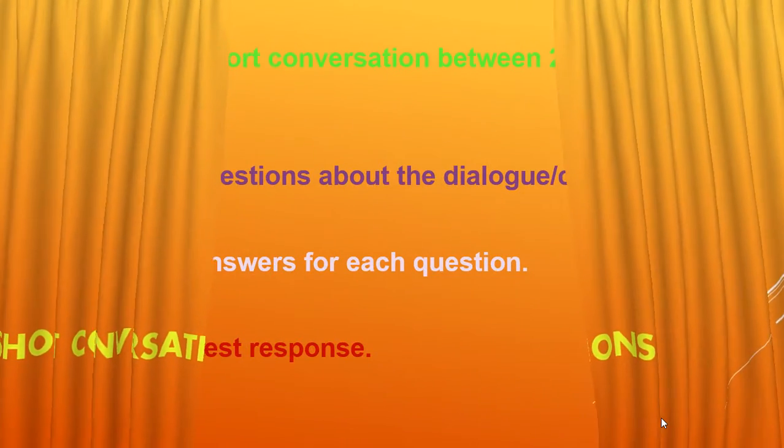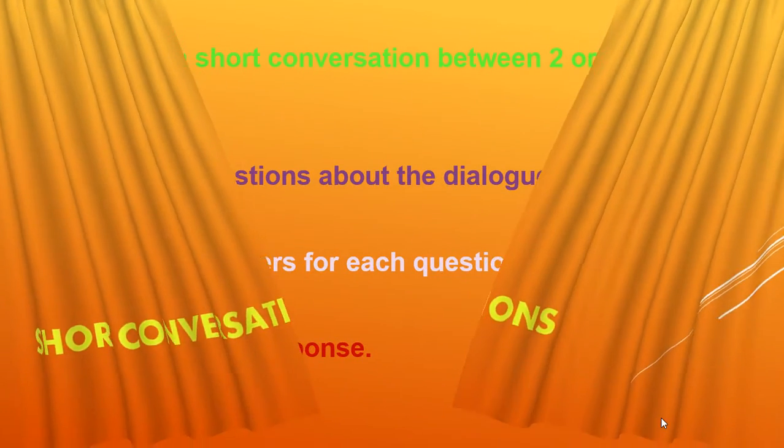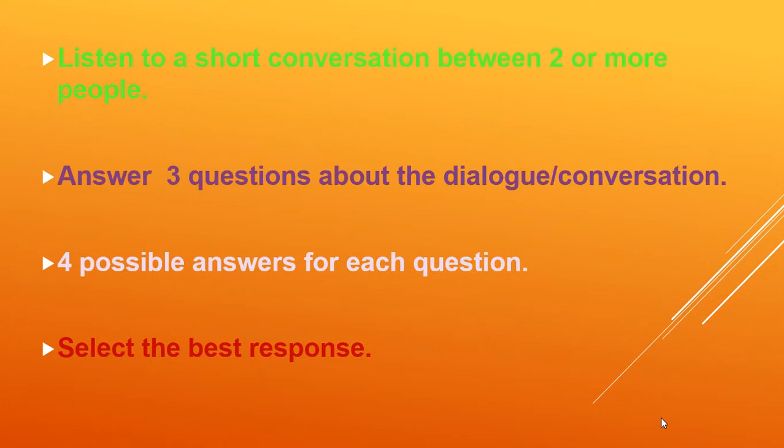In this part of the test, you will listen to a short conversation between two or more people. After the conversation, you will be asked to answer three questions about what the speakers say in each conversation. There will be four possible answers for each question. Select the best response to each question and mark the letters A, B, C, or D.